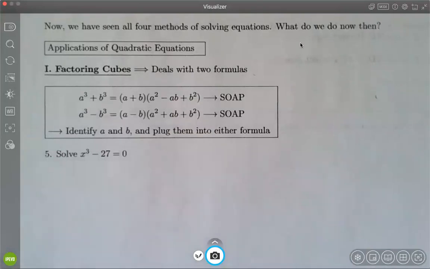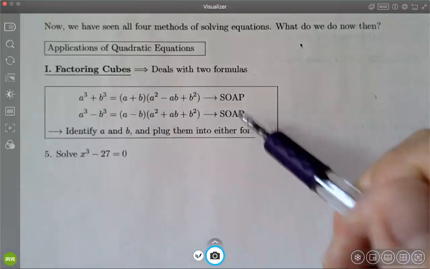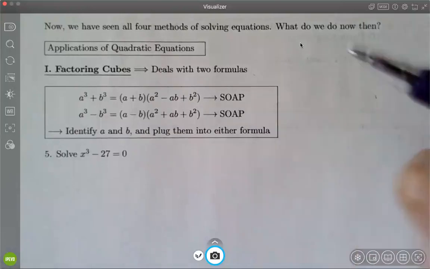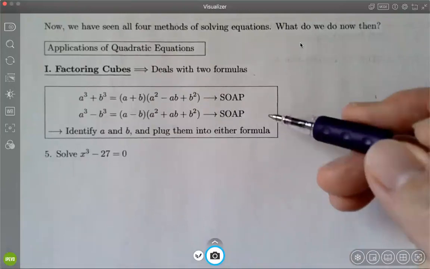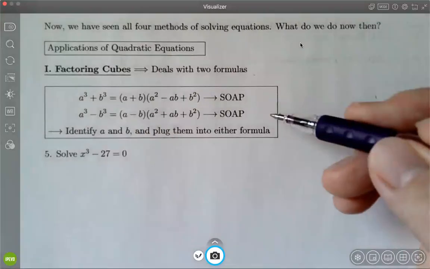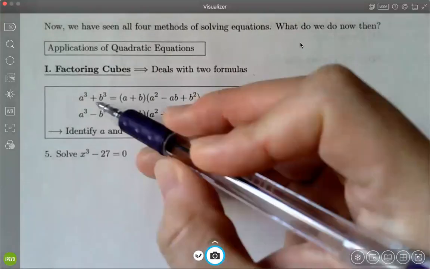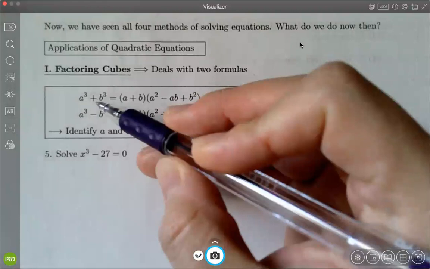For factoring cubes, there are two formulas, and here are the two formulas which I gave you. The thing is, most people cannot memorize these two formulas at all, and you can see why. It just looks complicated. There are two cases: the sum of cubes and then the difference of cubes.